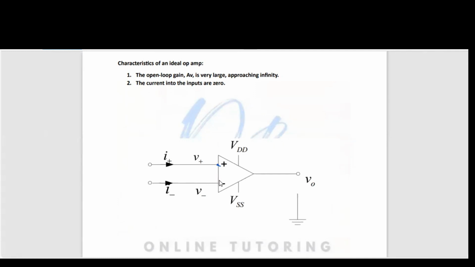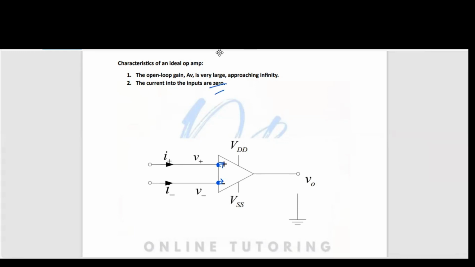These two points here are normally called virtual Earths because the potentials of them are equal. And one thing I have to remember is no current is going inside of this. It has no current going in; it is just a sensor. It doesn't really have any current flowing into the op amp itself. If there are currents flowing, they are extremely negligible or extremely small. So in ideal situations, we assume that the currents into the inputs are zero.